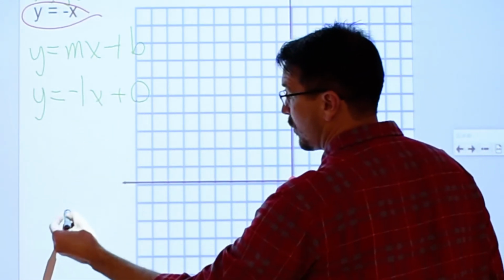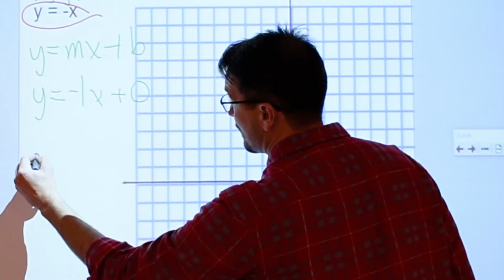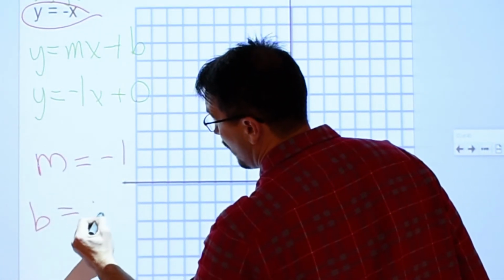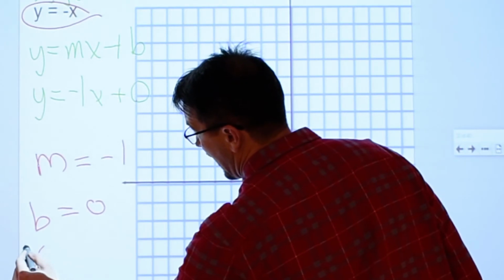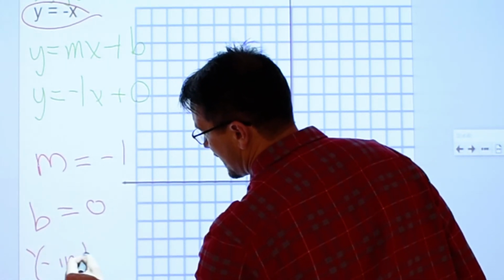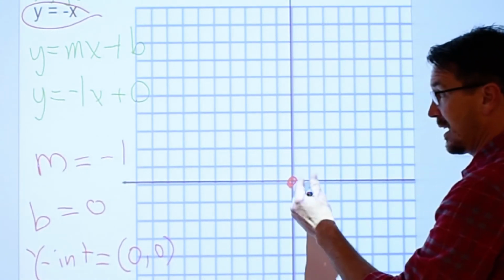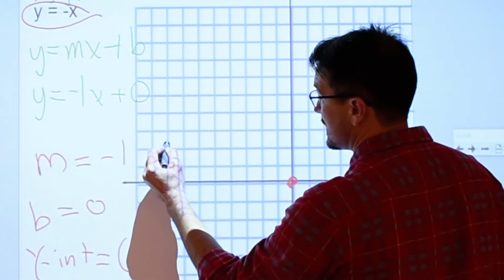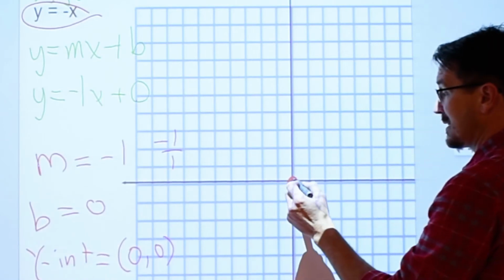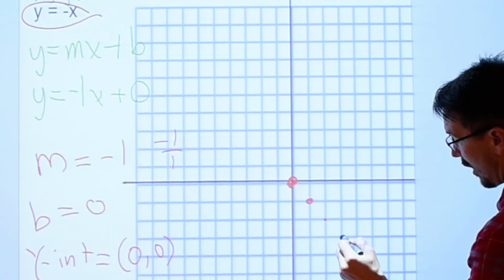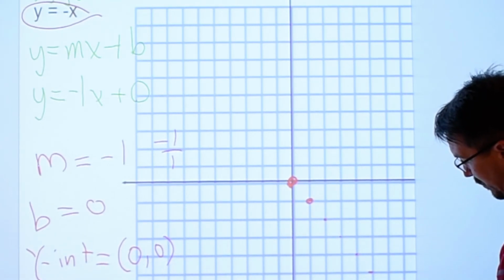And my slope is -1, so m is -1. That means my b is 0, which means the y-intercept is the point 0, 0. That's right there. And my slope is -1, which is -1 over 1. That means I'm rising -1, running 1. Rise -1, run 1. And all the way across, you need to practice.